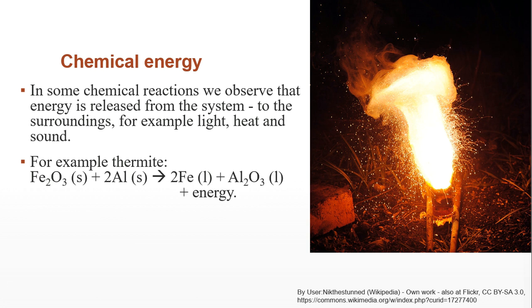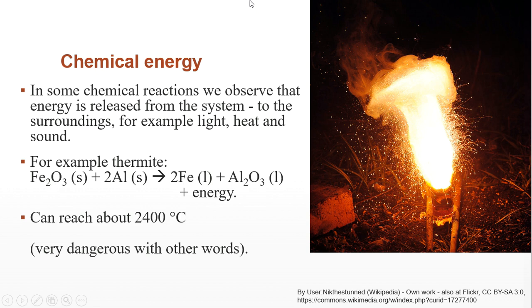In fact, there's a hint for that, and that is in the states of matter of the products in this reaction, where you can see that we have liquid iron and a liquid salt being formed. So a lot of energy is released in order to make salts and iron melt. This is a reaction that can reach approximately 2400 degrees Celsius. So it's a very dangerous reaction and was used to spot weld various types of things in hard to reach places.